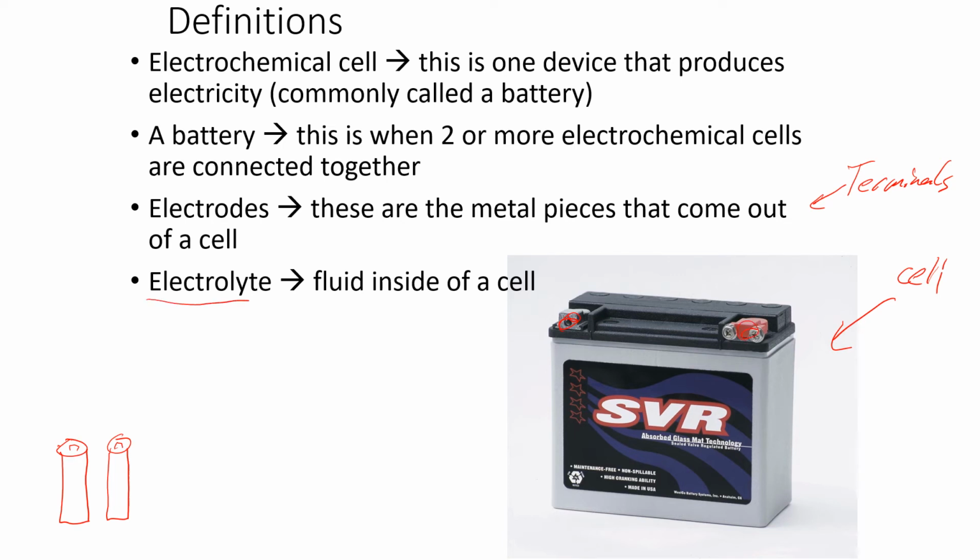Now the electrolyte is the stuff or the fluid inside of the cell. Typically car batteries are filled with an acid, usually sulfuric acid, and they'll have other components too, like lead. The battery on your cell phone is a little bit different, and we're going to be talking about that in a second. But the electrolyte is usually the fluid that can conduct electricity, and it's inside one of these cells.